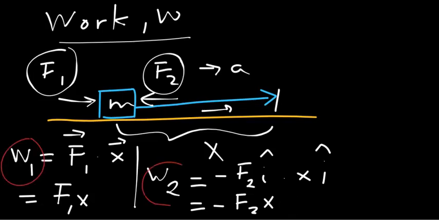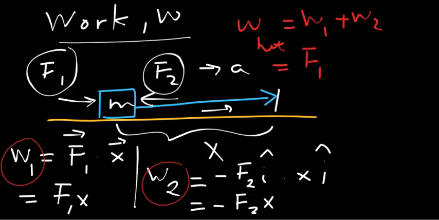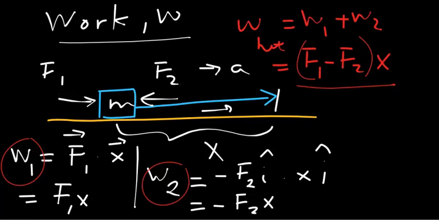So from these two numbers, we can calculate the net work. The net work is just the sum of the two works, W1 plus W2. So since W1 is F1 x, W2 is minus F2 x, when you combine the two terms, you get that. The same expression we found a few minutes ago. We stress here that in this video, we are dealing with just constant forces, meaning their magnitude and direction are the same all the time.